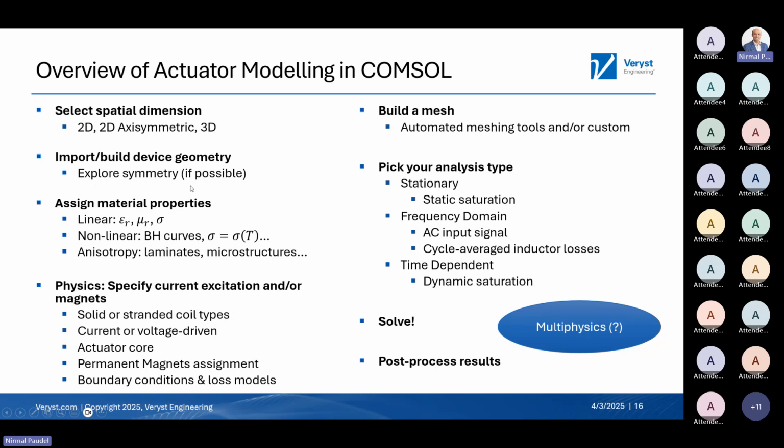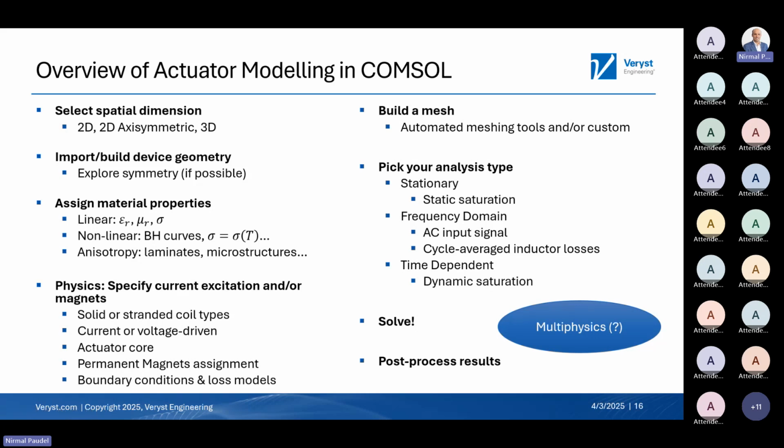The geometry can be built within COMSOL, or you can import it from other CAD packages in different file formats. Once you have the geometry ready, you assign the materials to all the parts in the geometry. For example, there is a copper winding. There might be a magnet, where you define the magnetic field strength. For magnetic materials, you can define the BH curve, for example. And if there is any lamination involved, you can assign anisotropic laminations by changing the permeability or also the conductivity.